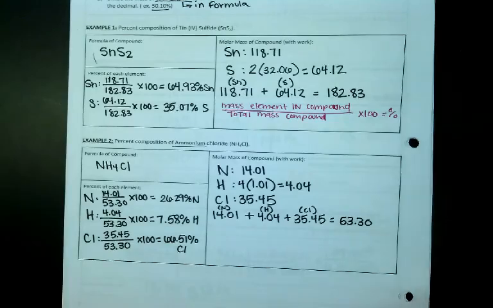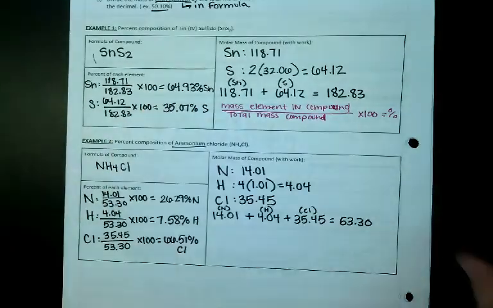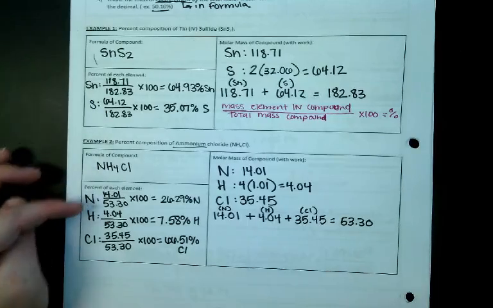It's not necessarily that hard. You just have to remember that formula: the mass of the element in the compound divided by the total mass of the compound times 100. And you've got to go through every single element. Even if there's a polyatomic ion, you split that polyatomic ion up to find your mass percent.